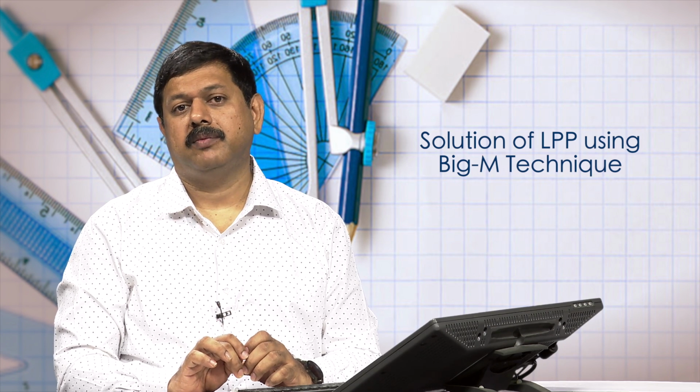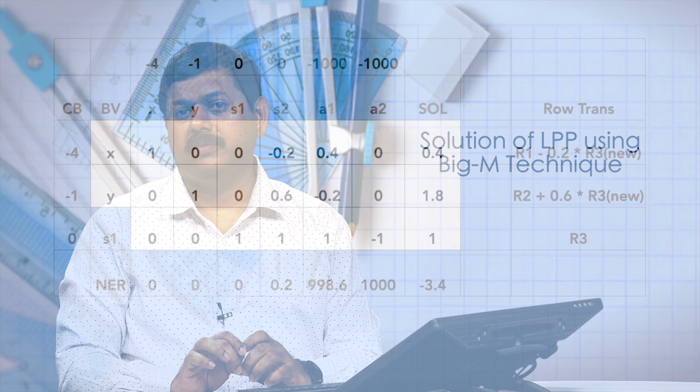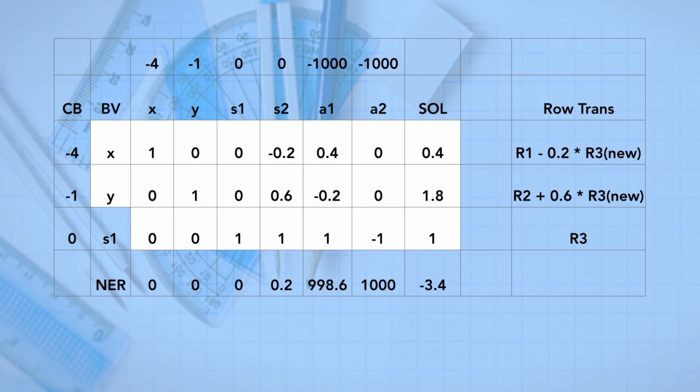Applying the row transformations in order to shift the basis of the leaving variable to the entering variable, we get the fourth simplex table. So, since all the values of the NER of the fourth simplex table are either positive or 0, this table is the optimum table. Hence, from this optimum table, we can find the solution for the maximization linear programming problem.